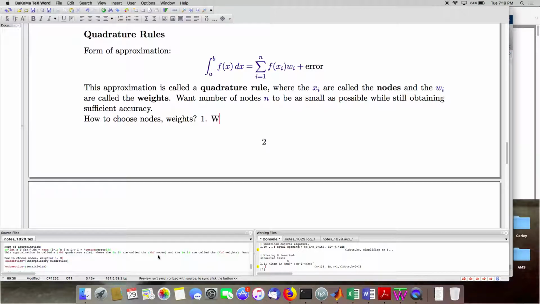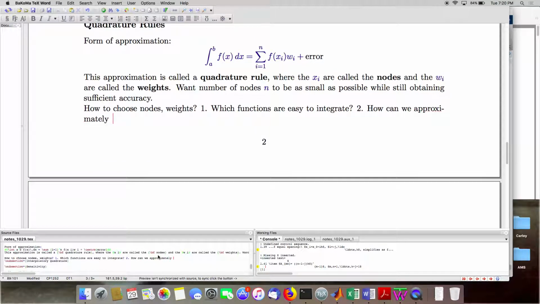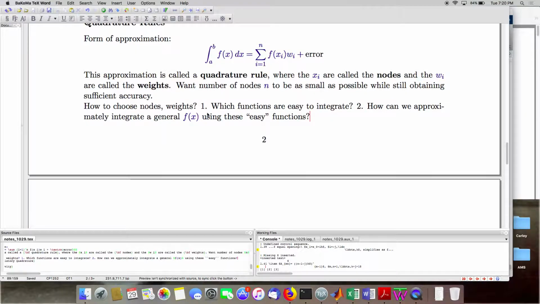So first question to ask is, which functions are easy to integrate? And the second question is, once we have that in mind, how can we approximately integrate a general f of x using these easy functions? The idea is presumably that'll put us on the right path to getting nodes and weights. So what functions are the easiest to integrate? What type of function? Yeah, polynomial.